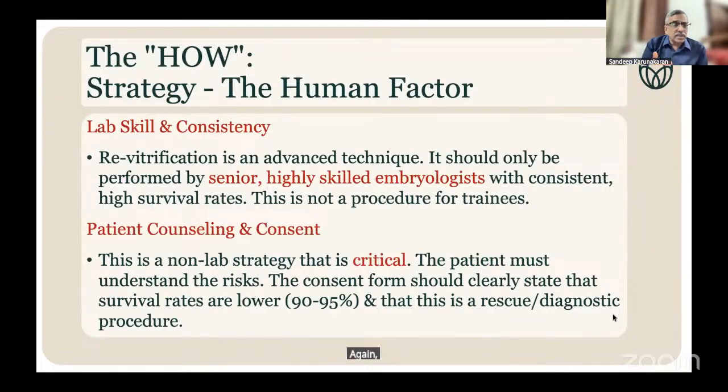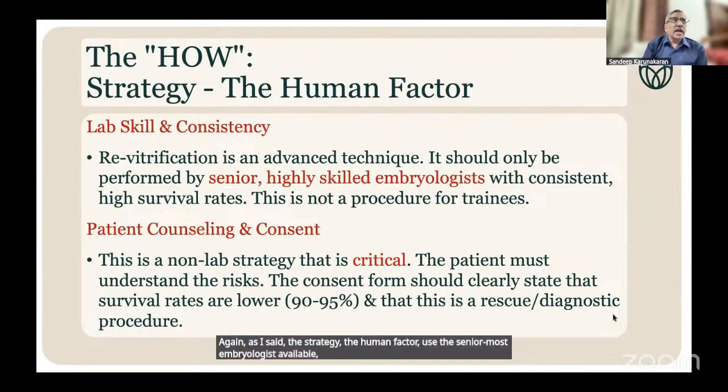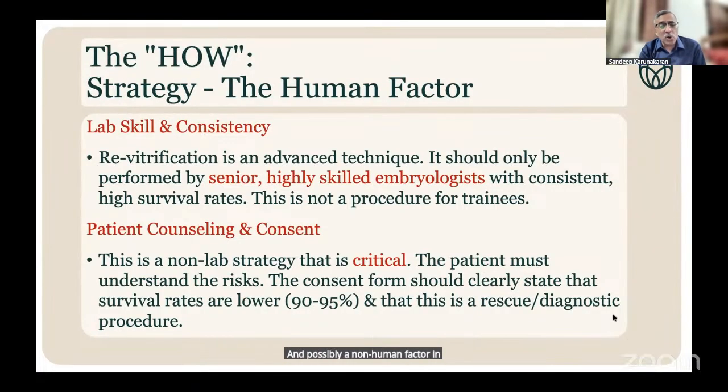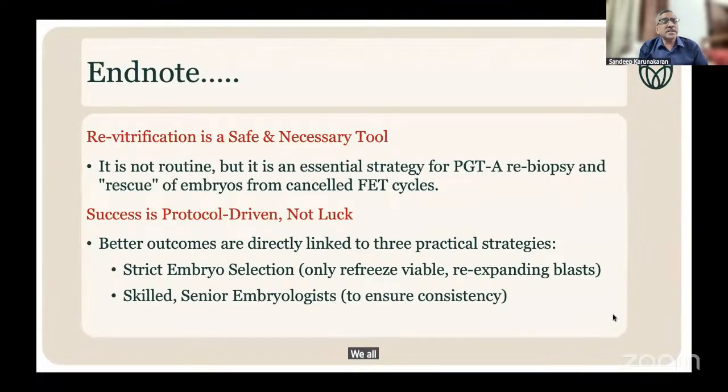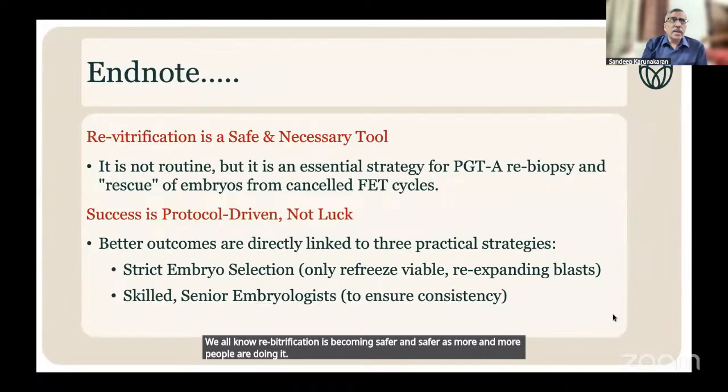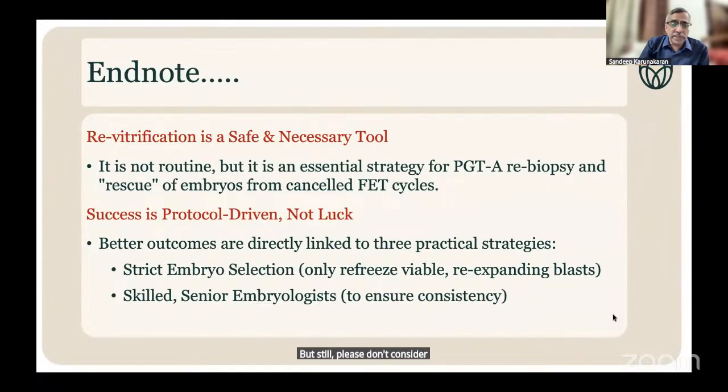Again, as I said, the strategy, the human factor: use the senior most embryologist available. And possibly a non-lab factor in this is patient counseling and consent. Make sure the consent clearly says that the survival rates are going to be lesser than the first vitrification. To end, we all know revitrification is becoming safer and safer as more and more people are doing it. But still, please don't consider it as a routine procedure which you can delegate to the junior most people.